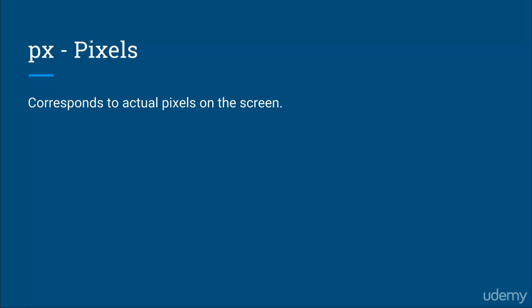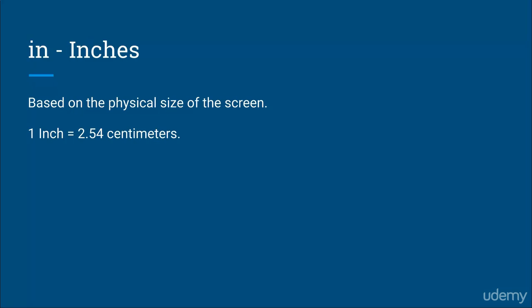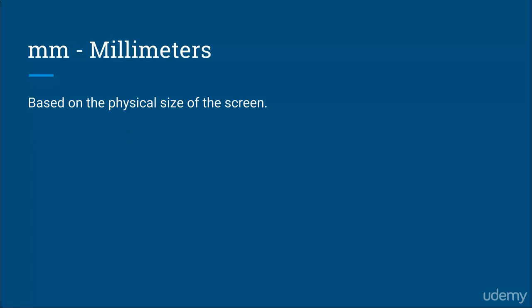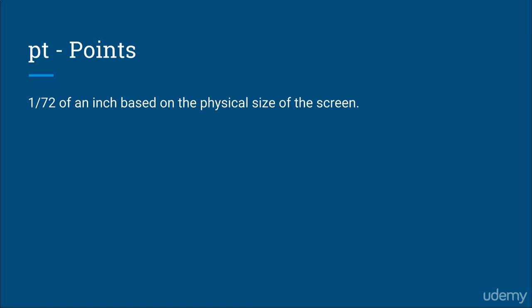So the first unit, pixels, as you probably have guessed, it corresponds to actual pixels on the screen. Second unit, inches. Inches are based on the physical size of the screen. 1 inch is equal to 2.54 centimeters. Millimeters. So based on the physical size of the screen, pretty simple. Points. 1/72 of an inch based on the physical size of the screen.